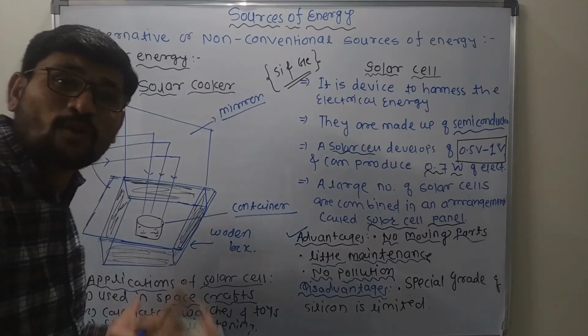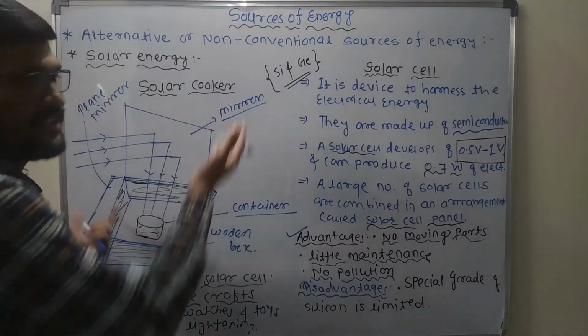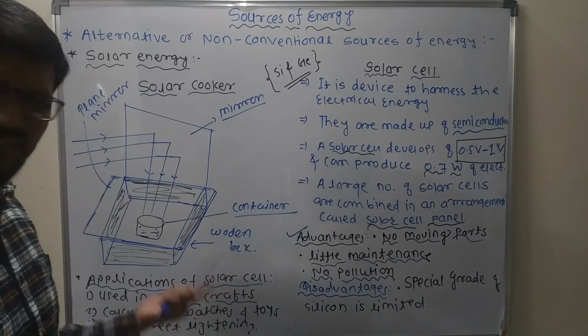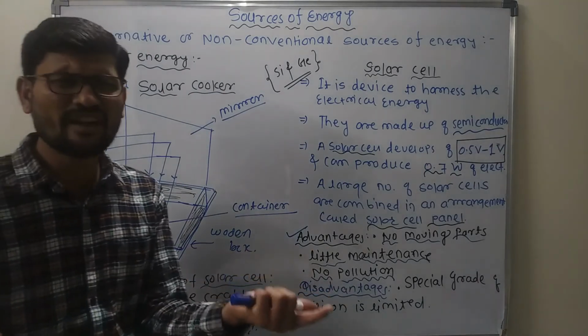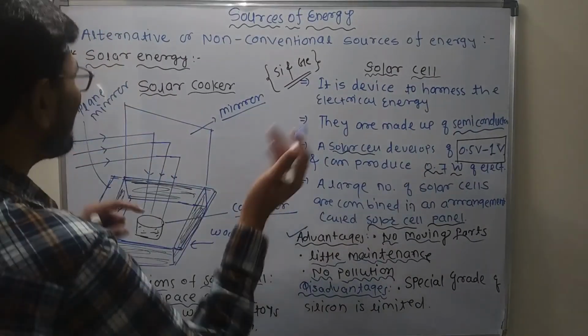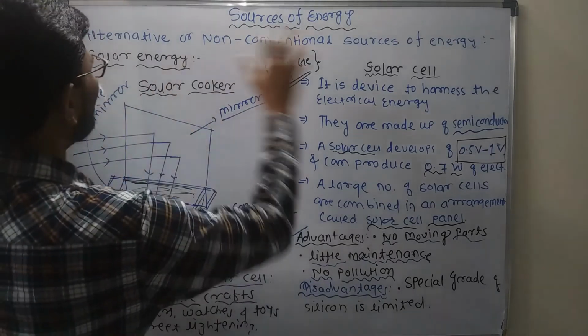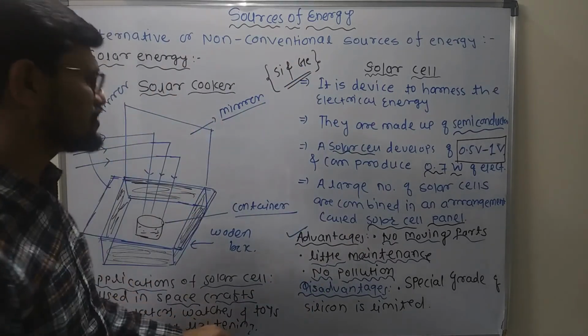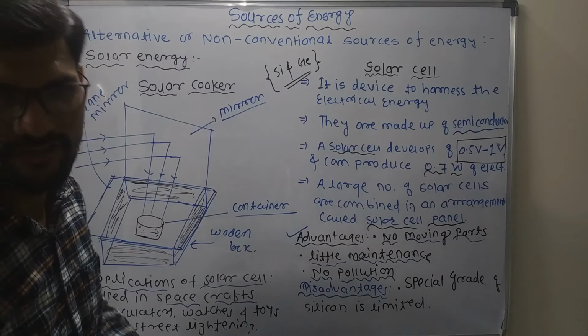Watches are also there, calculators are also there which are based upon this. Clear? And there are many for street lighting that I already discussed with you. But one thing is, what exactly happens? Solar energy gets converted into electrical energy.